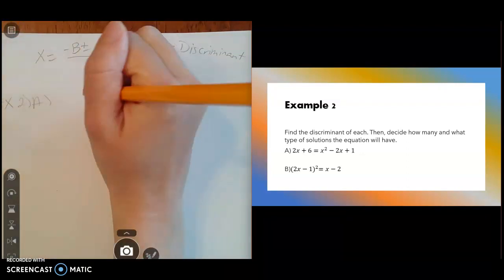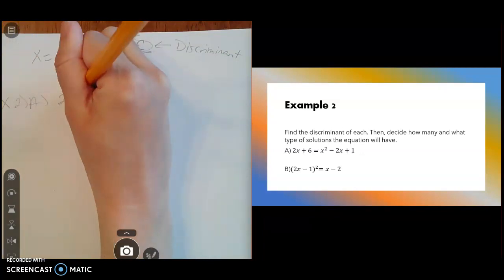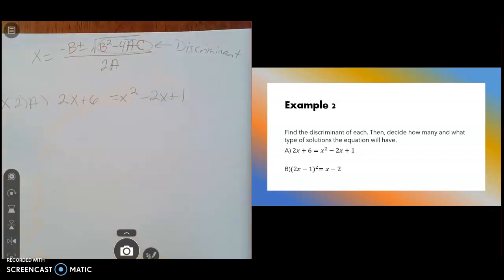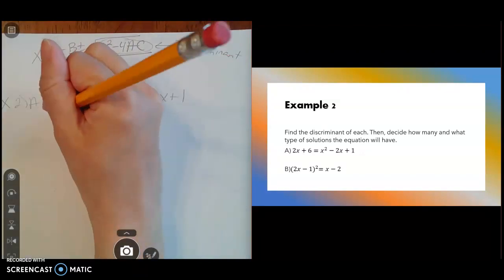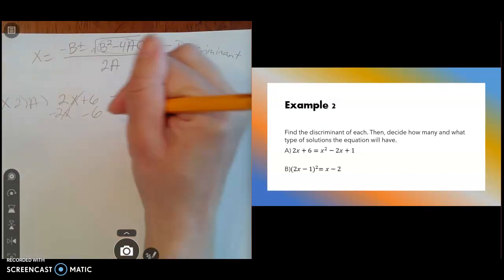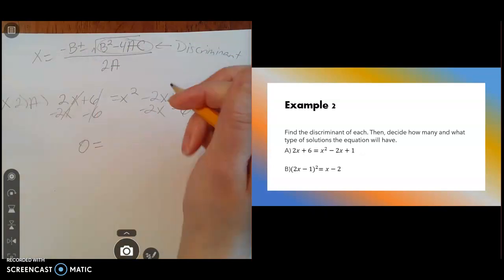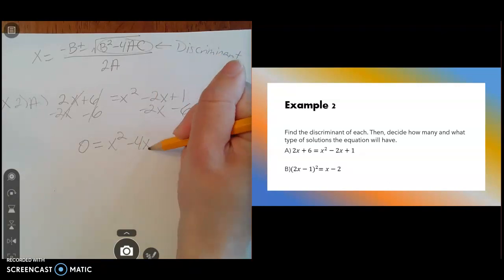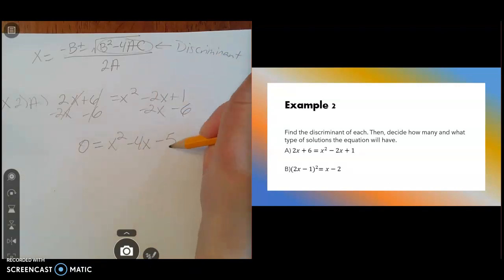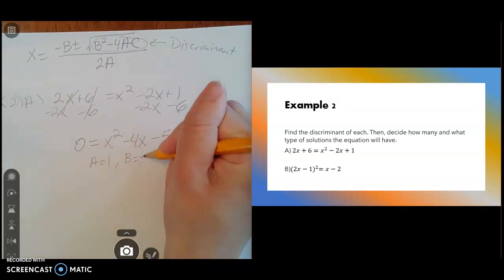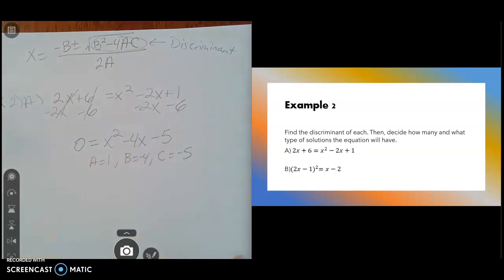So this is example 2a. The first one I have is 2x plus 6 equals x squared minus 2x plus 1. And the first thing I notice is it's not in standard form yet. Well, let's get it there. Let's subtract 2x from both sides. And let's subtract 6 from both sides. So then it equals 0. Then we'll have x squared. Negative 2x minus 2x is negative 4x. 1 minus 6 is negative 5. So we have an a value of 1, a b value of negative 4, a c value of negative 5.